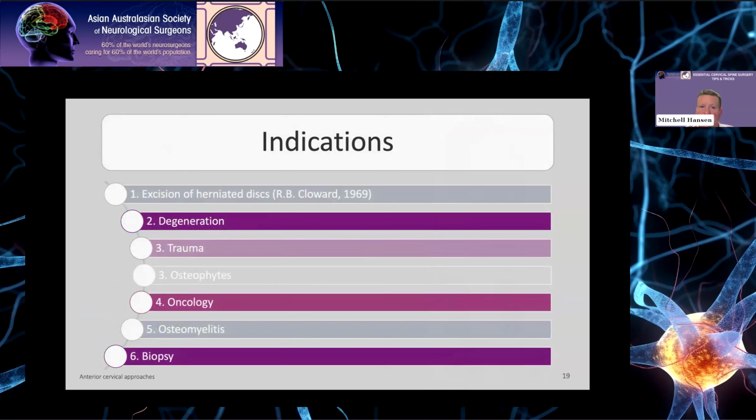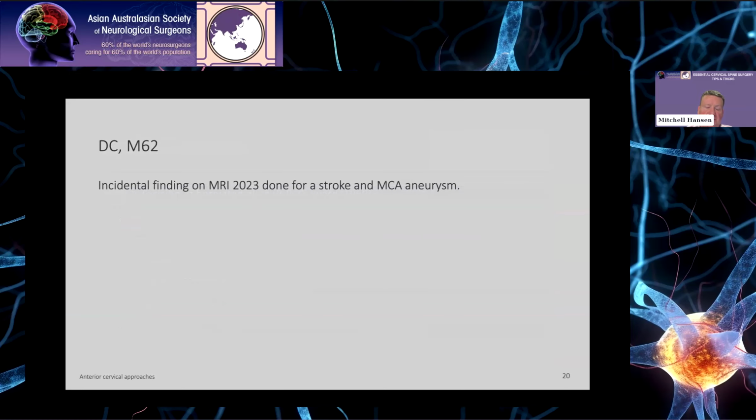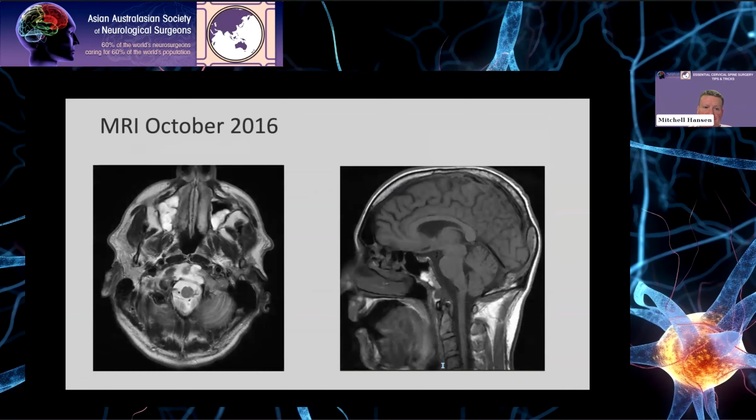So some of the indications that I talked about, I'll show a few cases now to demonstrate this. First patient had an incidentaloma in the cervical spine following MRI done in 2023 for a stroke and an MCA aneurysm that I fixed for him. Going back and looking at a previous scan from October 2016, we could see that there was a lesion demonstrated in the clivus at that time, but it wasn't commented on in the report.